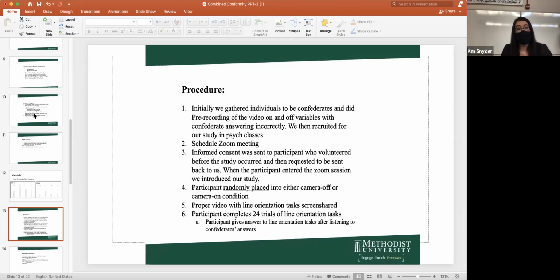Participants were randomly placed into either the camera off or camera on condition. The proper video with line orientation tasks was screen shared. Participants completed 24 trials of the line orientation task. Participants gave their answer to the line orientation test after listening to the confederates' answers.